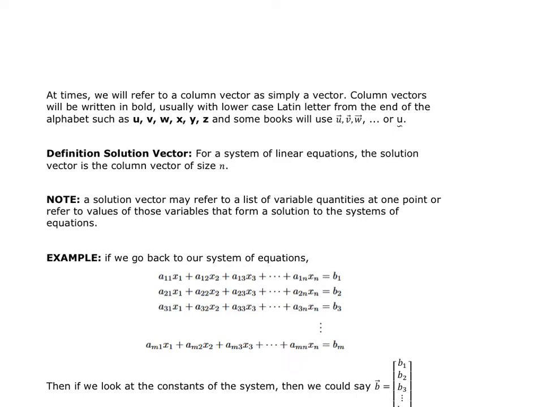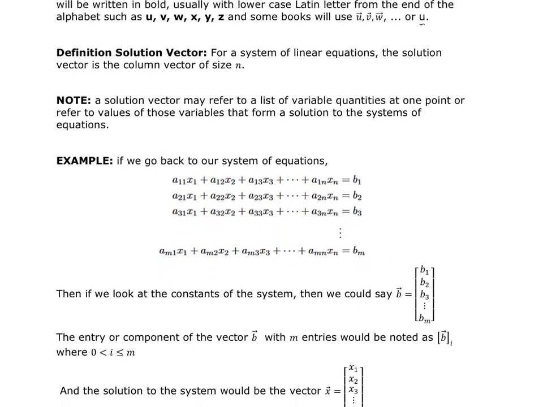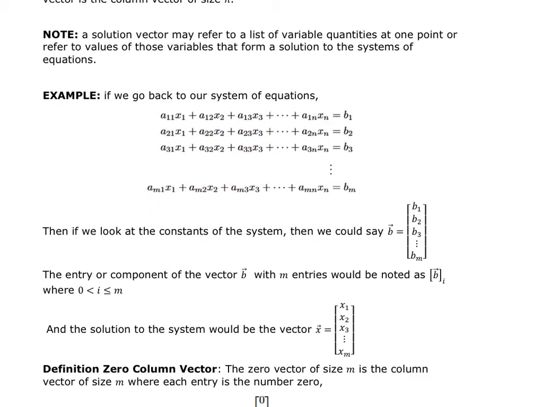So now if we go back to our system of equations, if we wanted to look at only the constants, then only the constants would be just this b, and the vector that would be formed is the b with a bar.